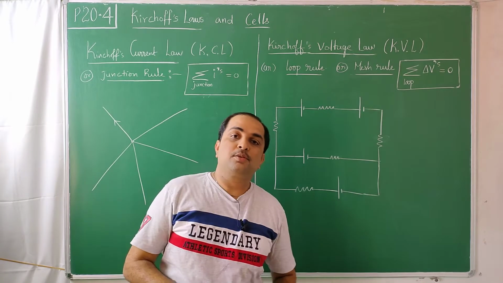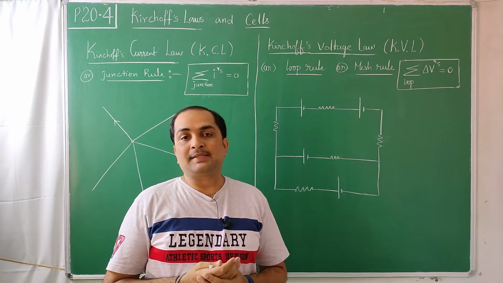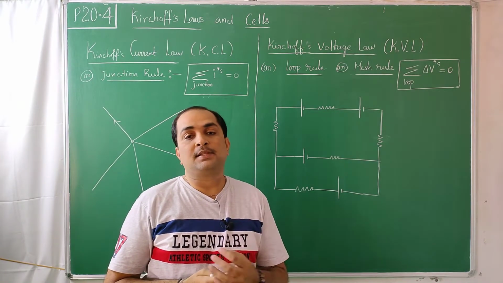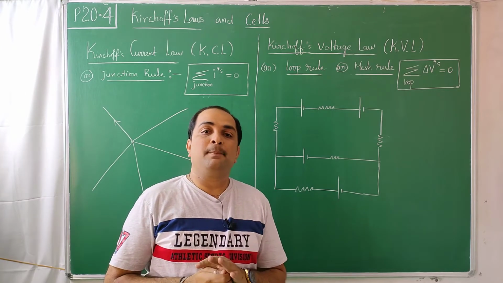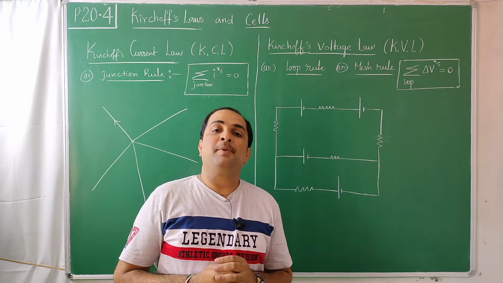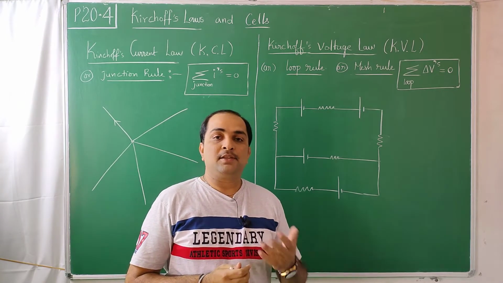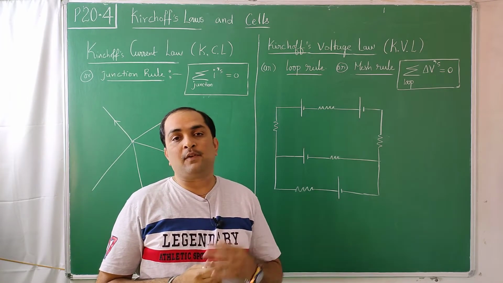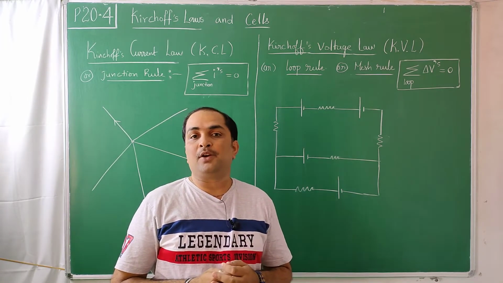Kirchhoff's laws we use to analyze complex circuits, in the sense of circuits which are not reducible by the series and parallel formulas of resistors. For example, R equivalent is R1 plus R2 plus R3, and 1 by R equivalent is equal to 1 by R1 plus 1 by R2 plus 1 by R3.